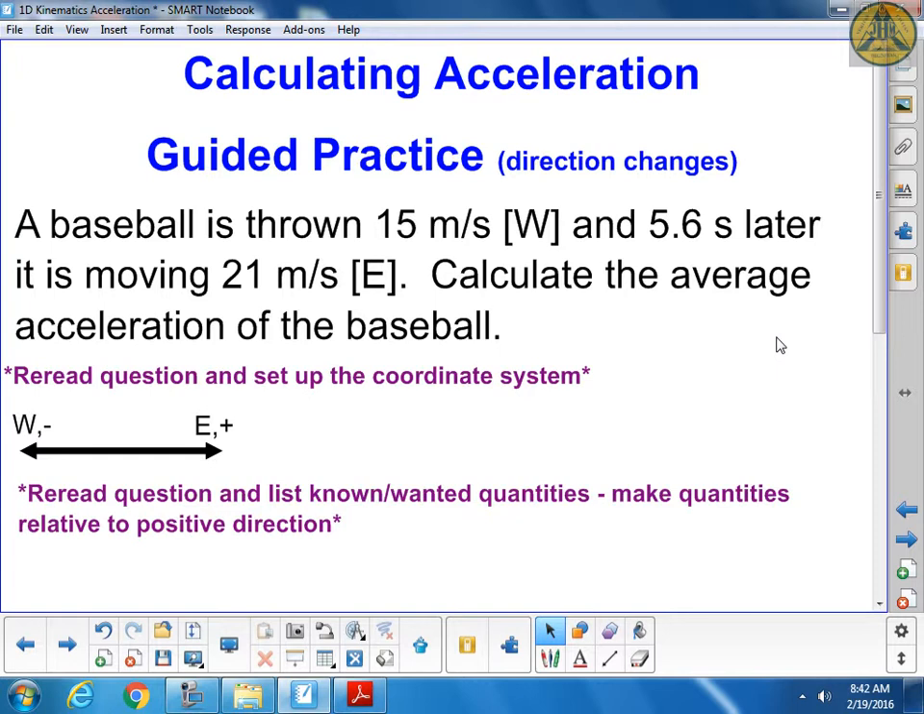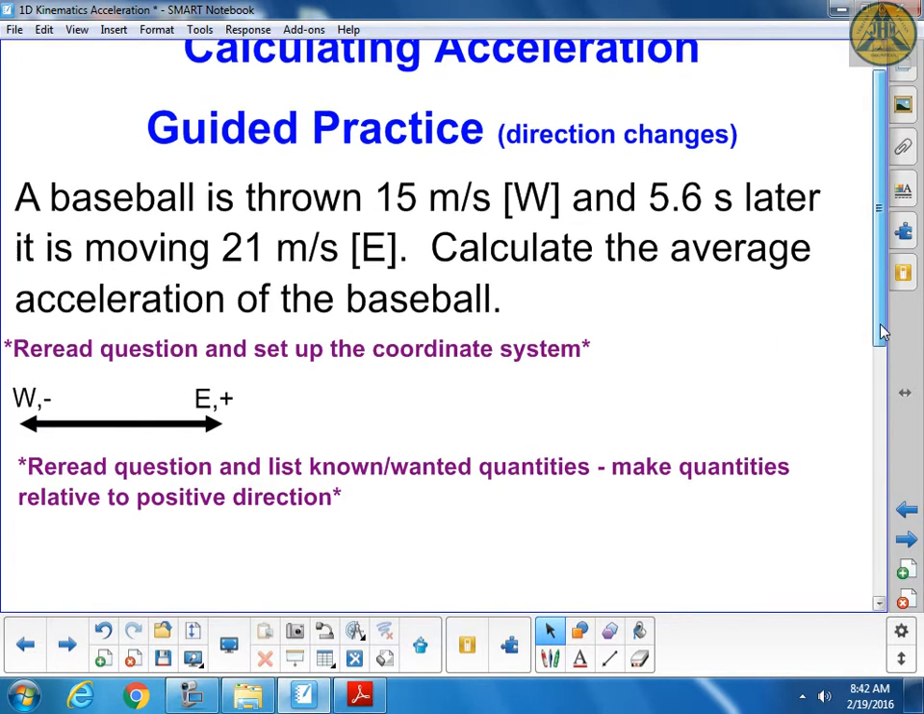Because there is a direction change, it's a greater acceleration than you might think otherwise. If you just subtract 21 and 15 as change in velocity, you just get 6. Well, the velocity didn't change by just 6. Because it changed direction, the velocity ends up changing by 36. I'll show you how the math gives you that.